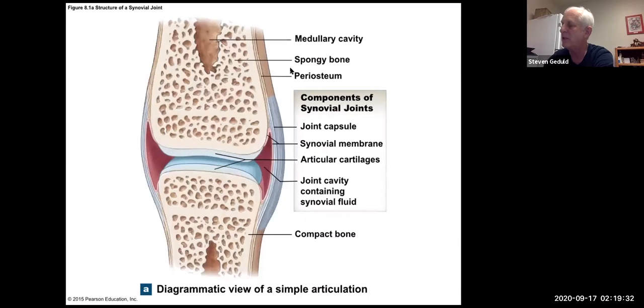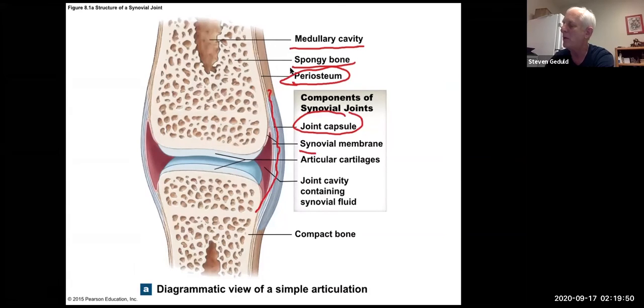Okay, and here's a synovial joint. This is the bone. You have the medullary cavity, this is the inside. You have spongy bone, and the periosteum is the outer lining of the bone, which you talked about. This is your joint capsule. You can see the joint capsule running around the outside here that surrounds your joint. You have the synovial membrane, which is the inner portion, which is in contact with the synovial fluid.